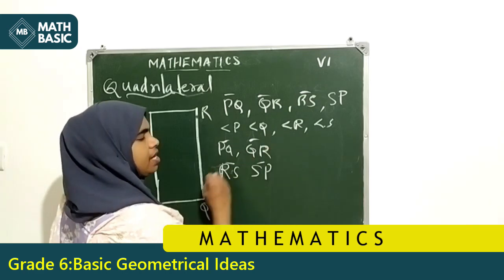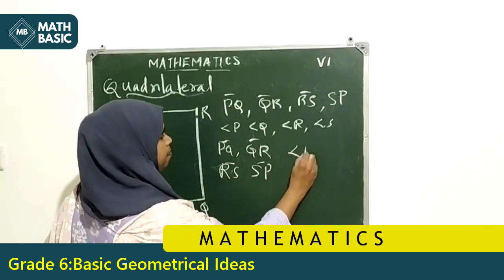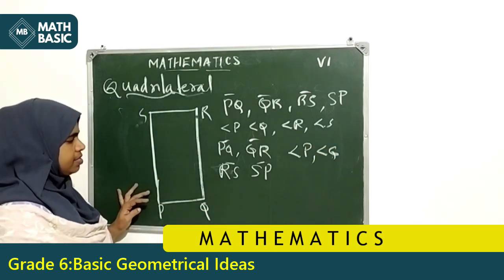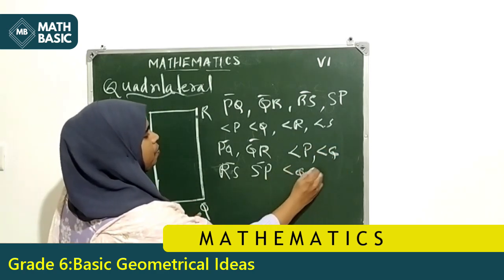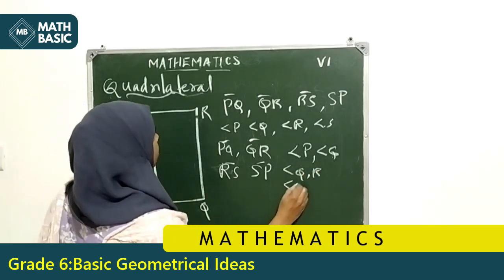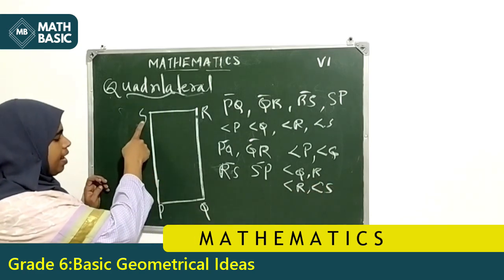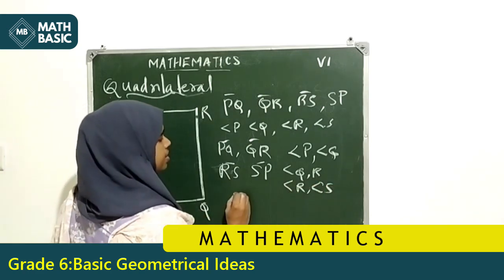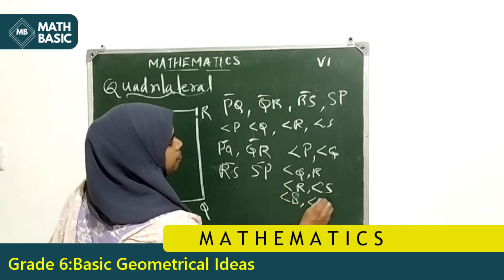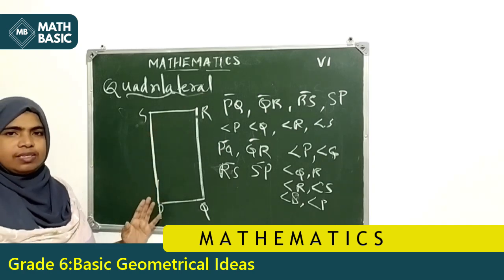Then which are adjacent angles? Angle P, angle Q. These are adjacent. Then angle Q, angle R. Then angle R, angle S. Then angle S, angle P. These are adjacent angles. Then which are opposite sides?